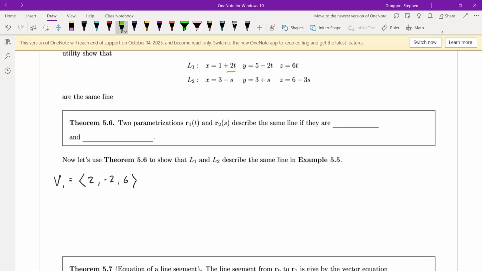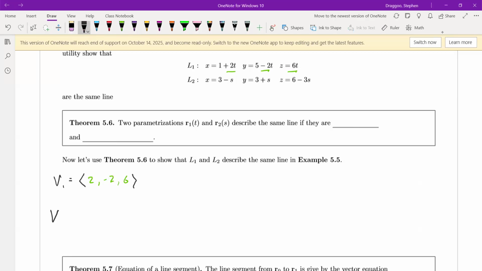Where I'm getting those values from: the coefficients on T in each of X, Y, and Z. I'm pulling those out to establish my vector. How about we mark it in green so that those go together? Also, do the same thing, but for the other line.